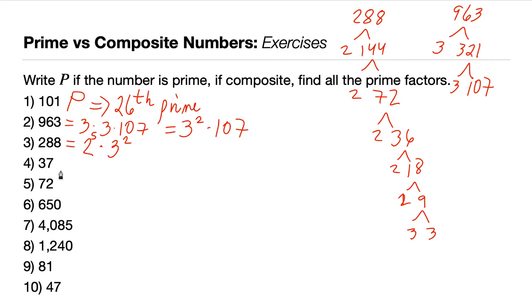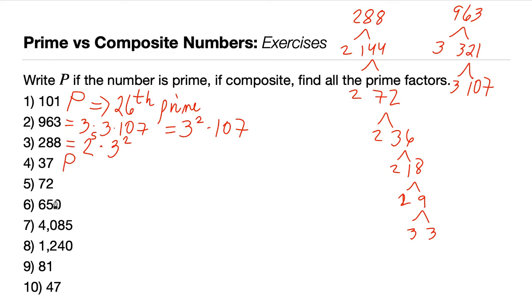Is it divisible by 5? No. 6? No. 7? Nah. The nearest multiple of 7 is 35, that is 7 times 5. It's also not divisible by 8, nor by 9 because that's 36, nor by 10. So we can say that 37 is a prime number. Okay, so 37 is a prime number.